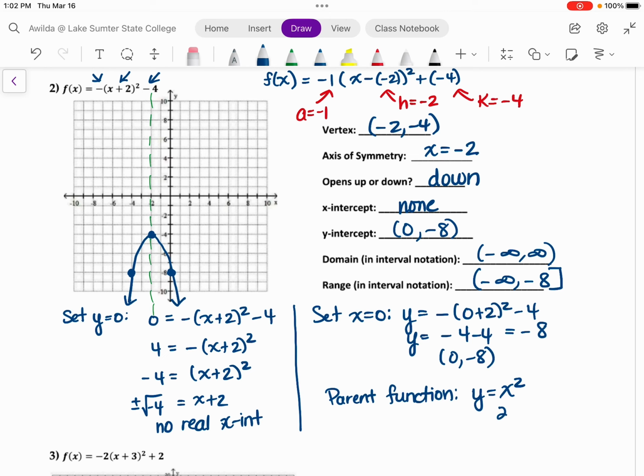So we have 2 left, 4 down, and a reflection over the x-axis.